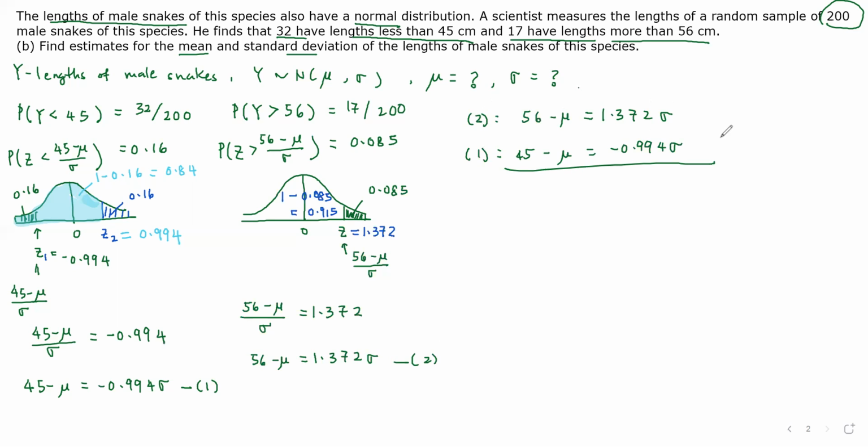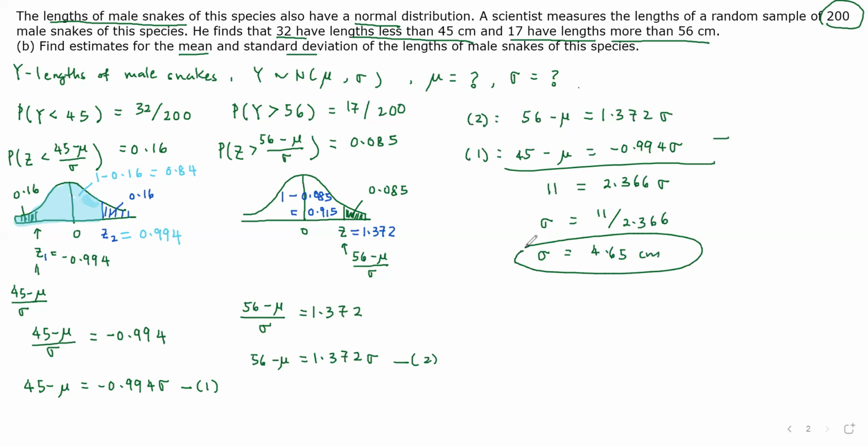We can subtract these two equations. Mu is gone. We are left with 11 on the left. On the right, you have 2.366 sigma. Sigma is 11 over 2.366. So that sigma is 4.65 centimeters. We found the value of sigma.